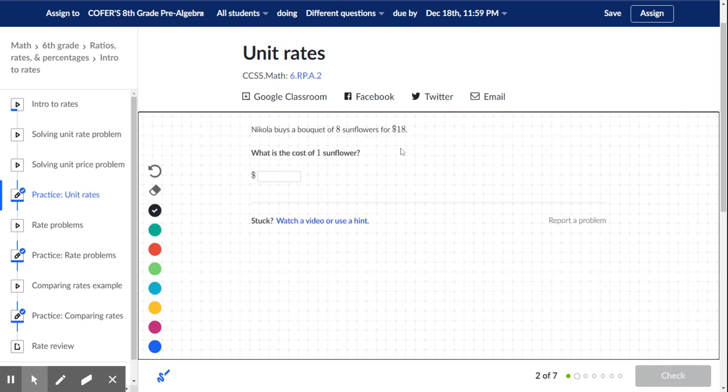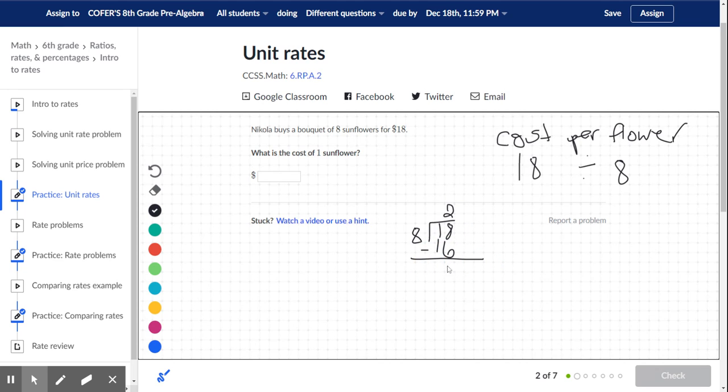On the next one, Nicola buys a bouquet of 8 sunflowers for $18. What is the cost of one sunflower? They want to know the cost per flower. The cost is $18. The word per means to divide, and we bought 8 flowers. So I'm going to see what 18 divided by 8 is. 8 can go into 18 twice because 2 times 8 is 16. When I subtract it out, I'm left with 2.